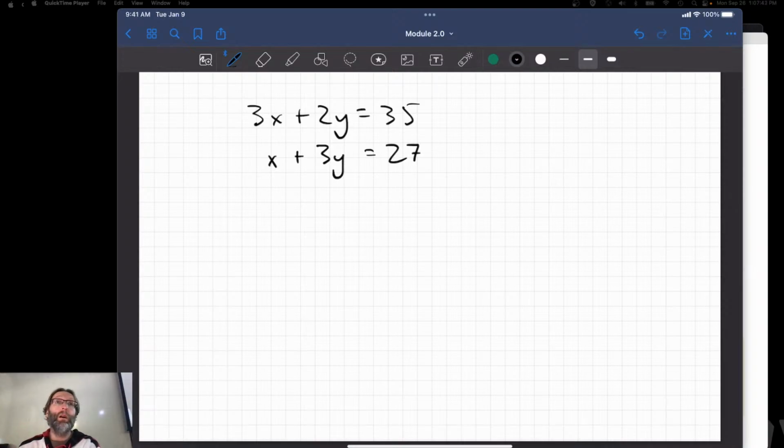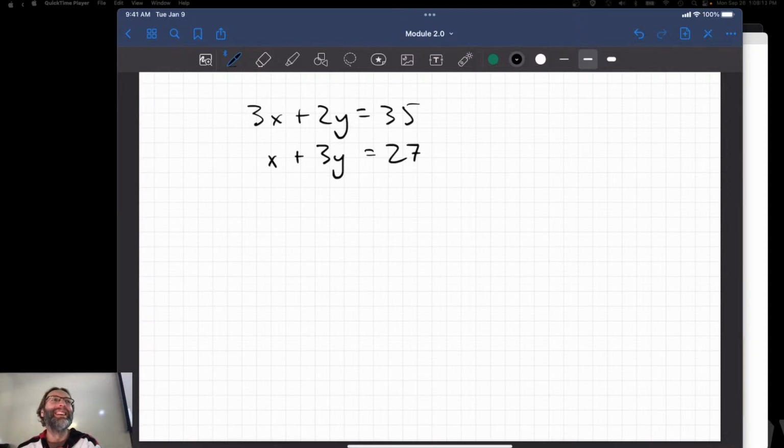This is a system of linear equations, right? It's x, not x squared, y, not y cubed. They're all linear. And it has 2 unknowns, x and y. And we have 2 equations. Because we have 2 unknowns and 2 equations, we can potentially solve this. How would we go about doing this if we were back in 8th grade?